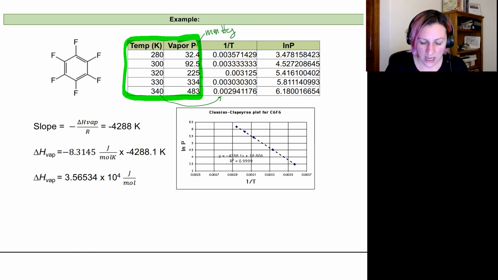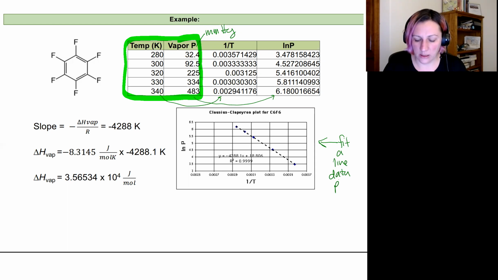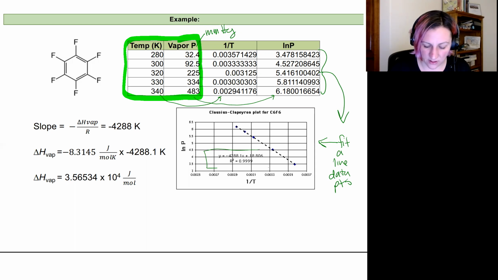What we would do with this experimental data is take our temperature values and compute their inverses, so 1 divided by the temperature. Then we would take the natural log of our pressures, and plot our natural log of pressure versus our inverse of temperature. And we would get a line that looks something like this. We have data points, so we'll fit a line to the data points coming from this table right here. And then we'll calculate the equation of that line. So here's that equation of the line right here.